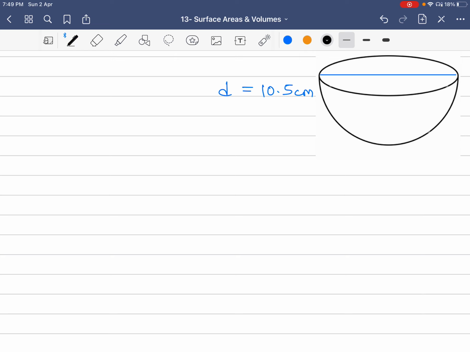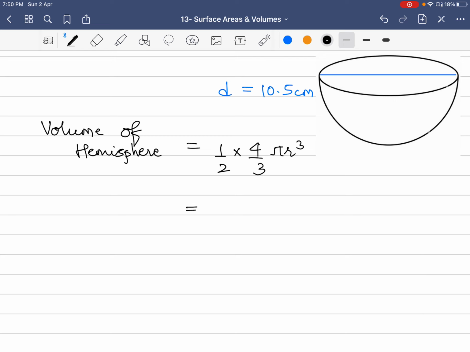We know that the volume of a hemisphere is half the volume of the sphere. The volume of a sphere is 4 by 3 pi r cube. A hemisphere, by definition, is half of a sphere, so we take half the volume of the entire sphere. This translates to 2 by 3 pi r cube, a standard formula.